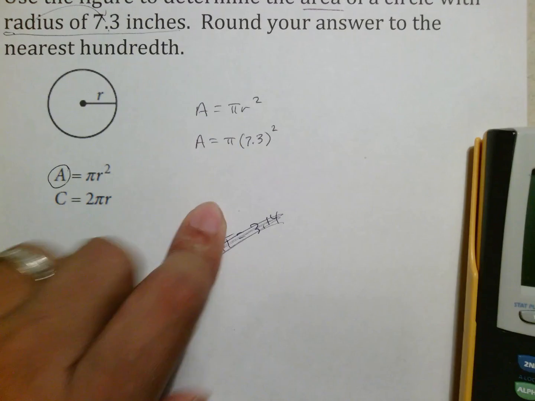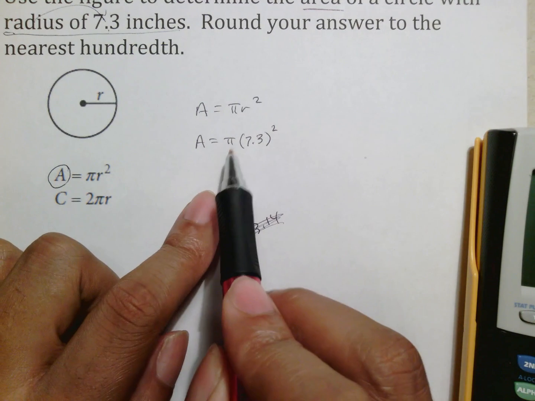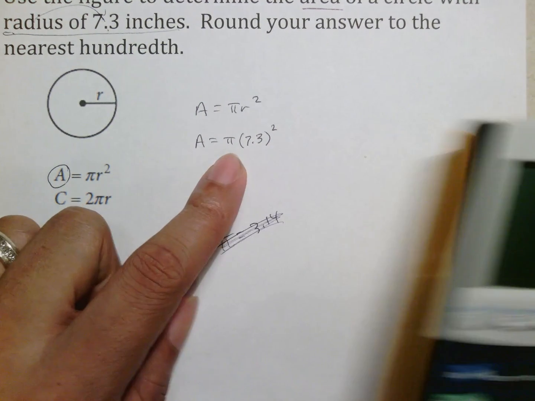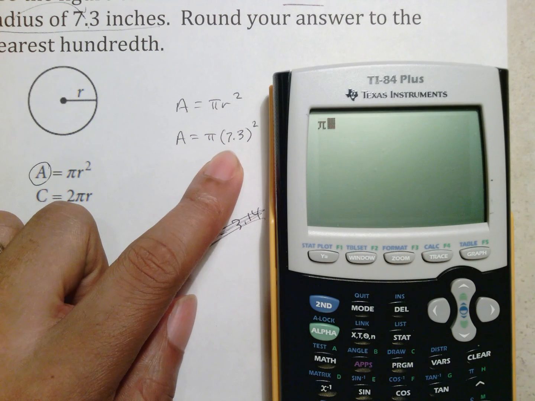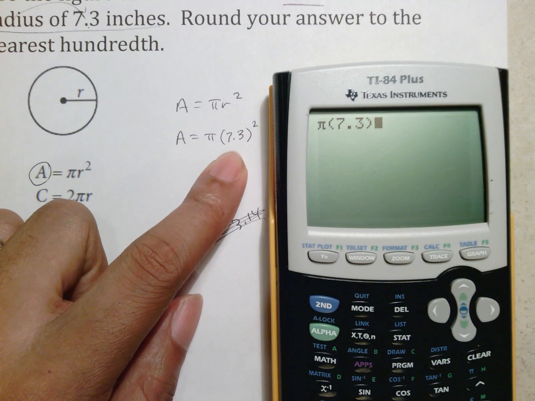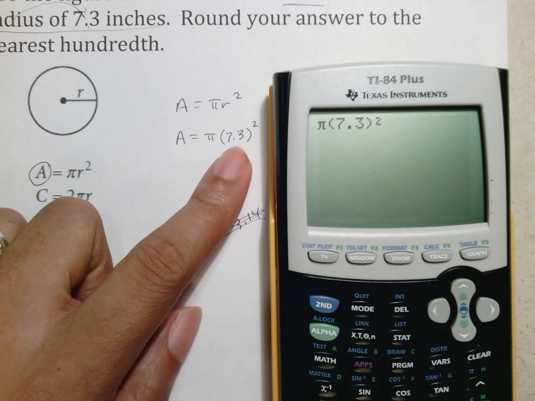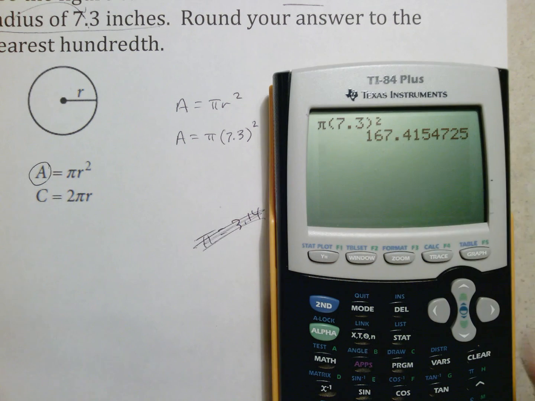The beauty of this is that because our calculators are so good, we can just type this in the way we see it. So we would simply type pi, which is second caret, parentheses, 7.3, close, and then squared, equals, and we will get 167.415.